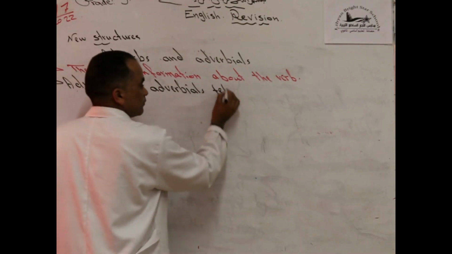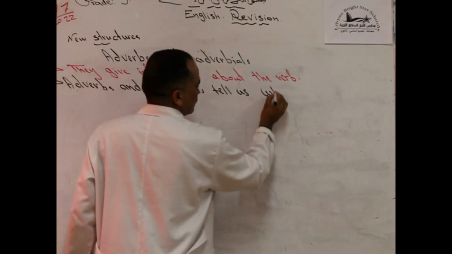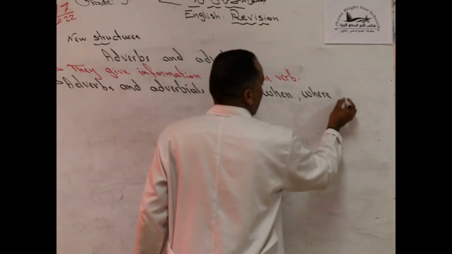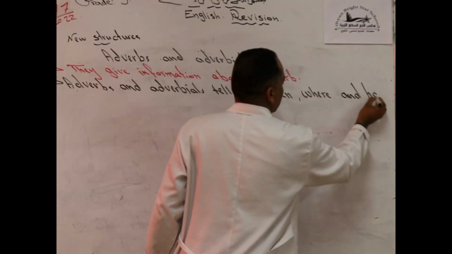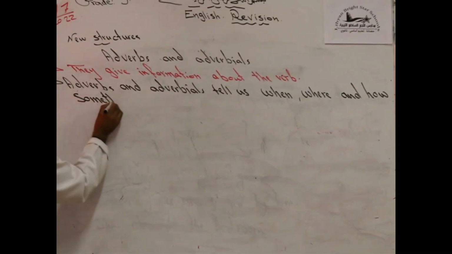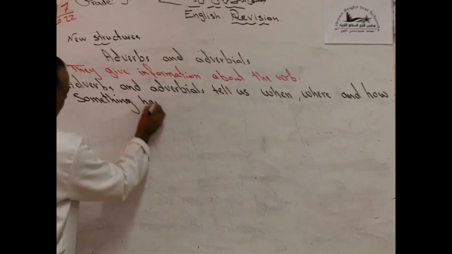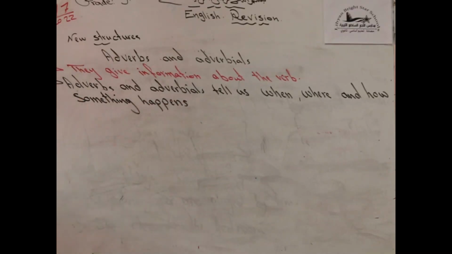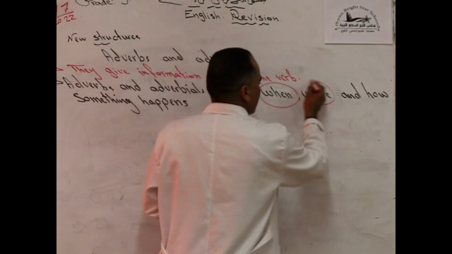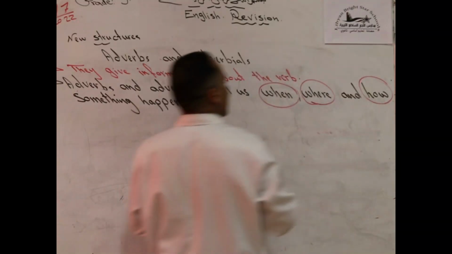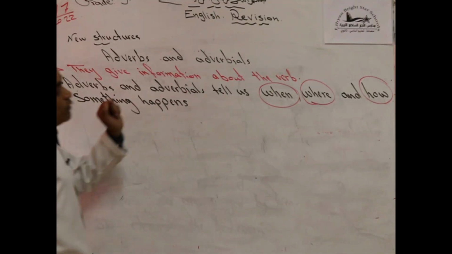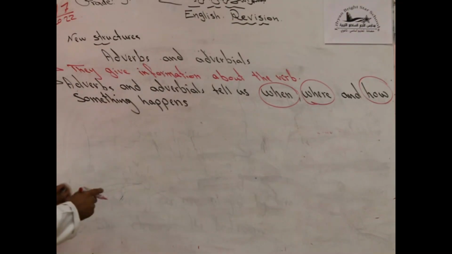Adverbs and adverbials tell us when, where, and how something happens. Adverbs and adverbials tell us when, where, and how something happens. We use the adverbs and adverbials to answer a question which starts with when, where, and how.